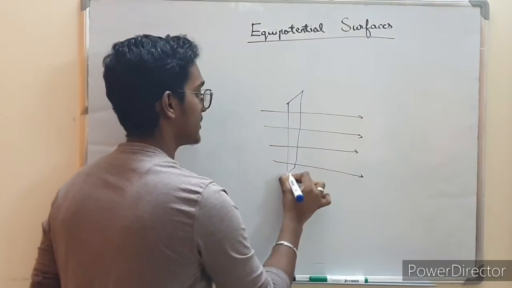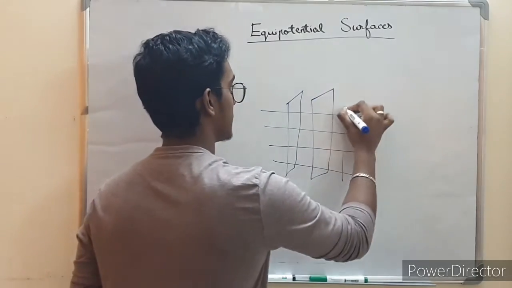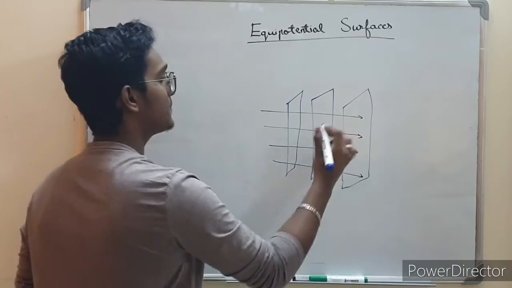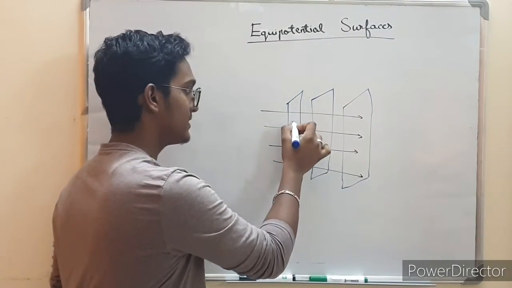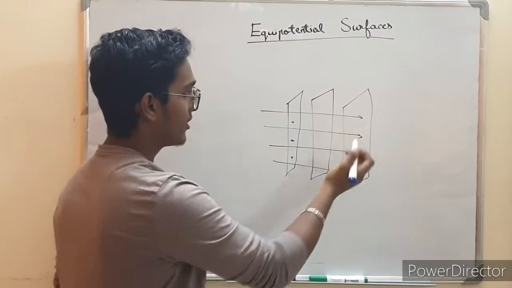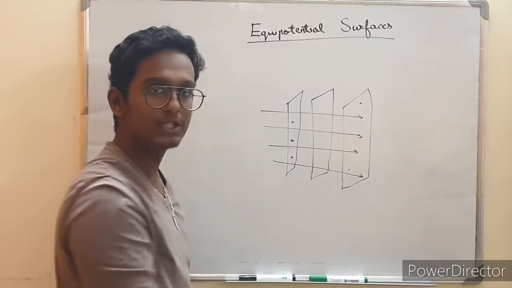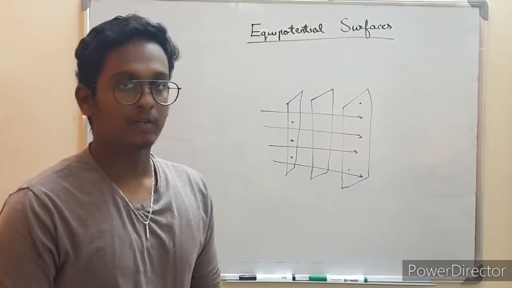This is one equipotential surface. This is another equipotential surface, this is another, and so on. It's just planes perpendicular throughout the field. At each and every point of one plane, the potentials are equal. Then on a different plane over here, the potentials are equal. So this is how you draw an equipotential surface.